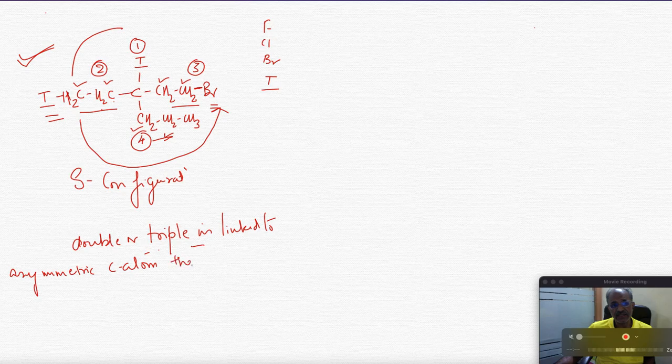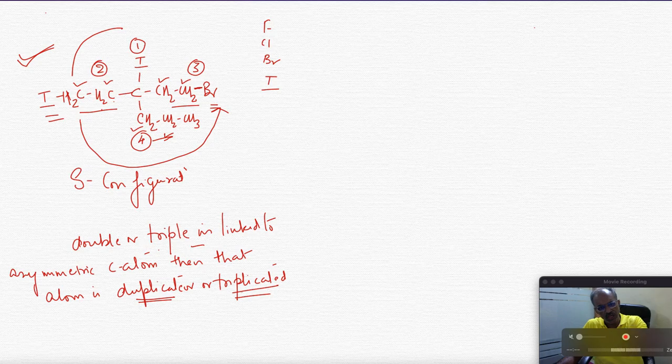Then that atom is duplicated or triplicated. I'll show you what I mean. Duplicate means the Xerox copy, and triplicate means two copies, and here triplicate means 3 copies. I'll give you an example.